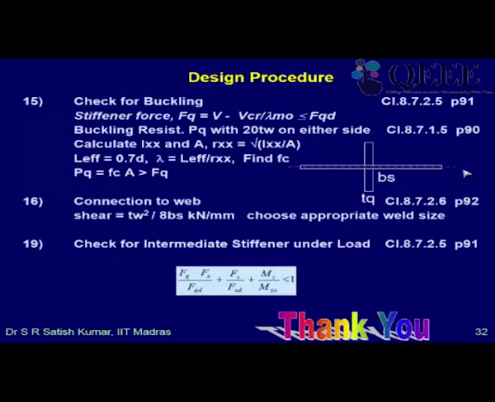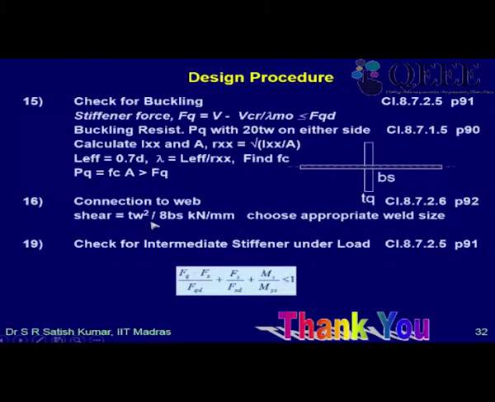So effective length is 0.7 times the depth of the web. So that is the effective length between, that is the distance between the flanges, 0.7 times the distance between the flanges, and for that we are checking it as if it's a column. Okay, so that is how we should do.